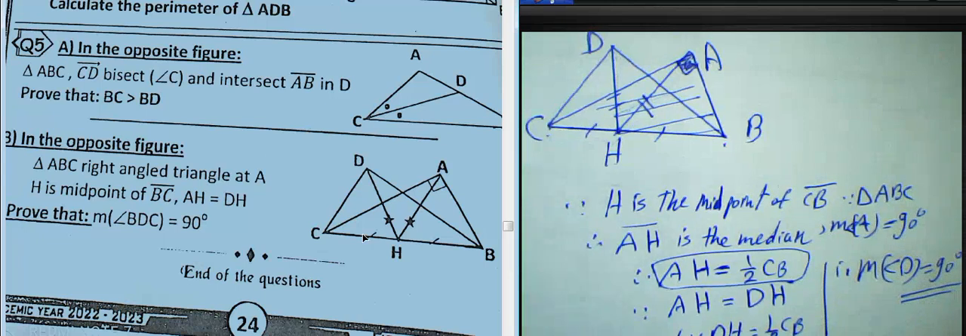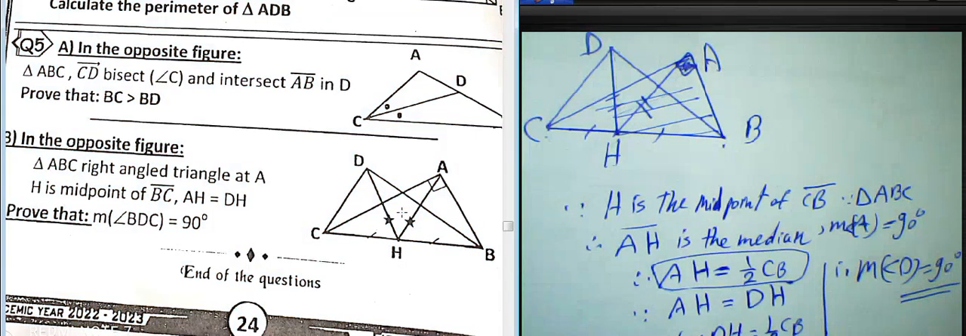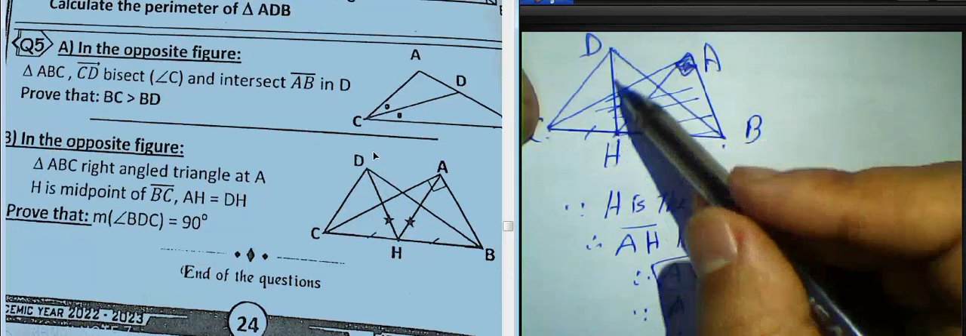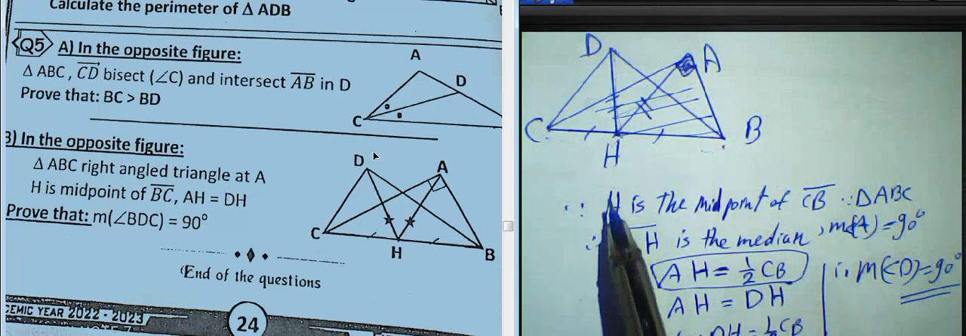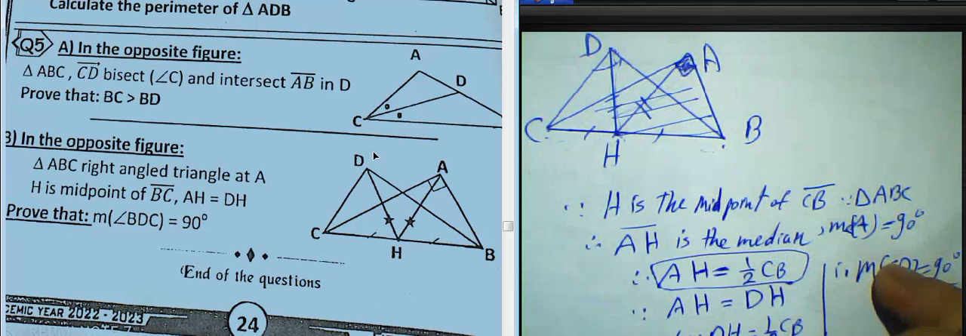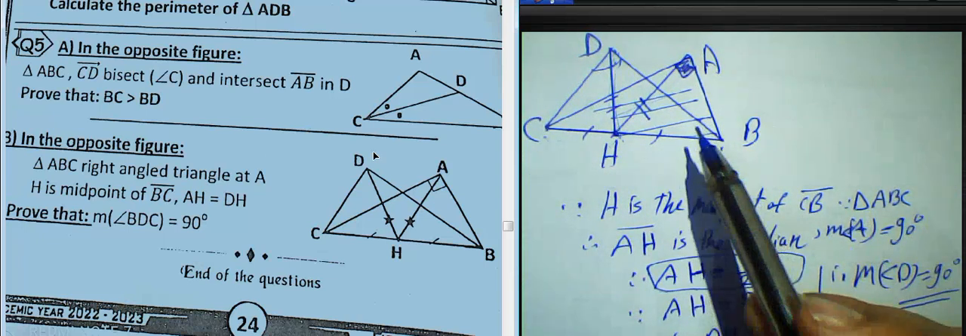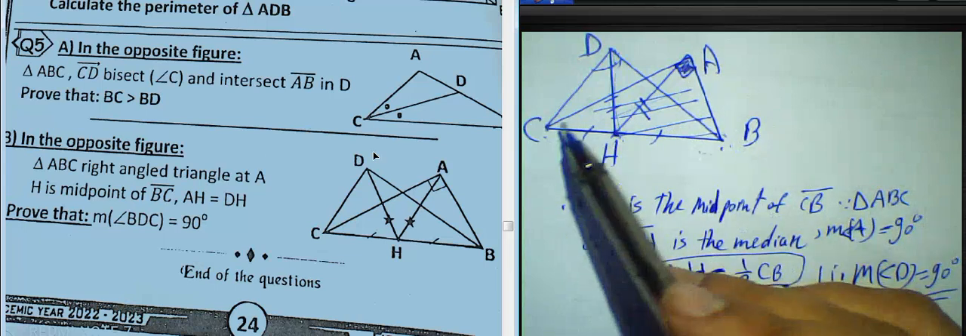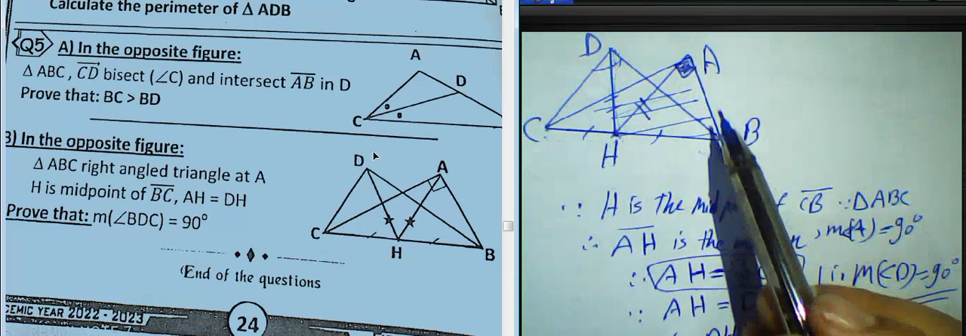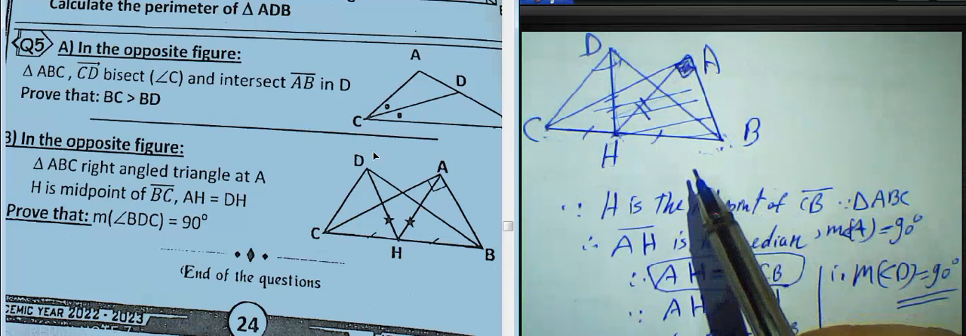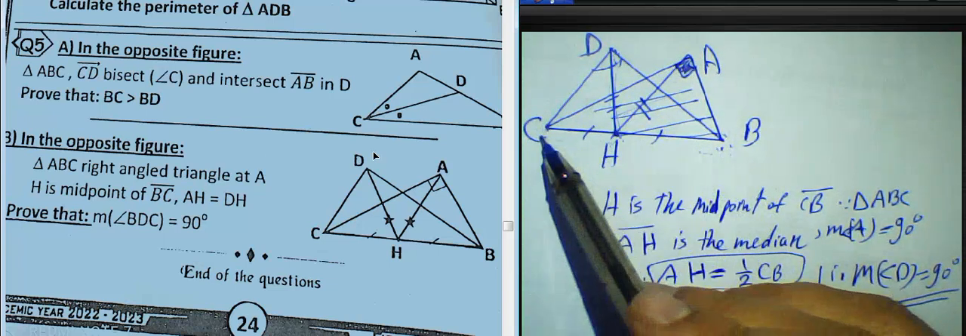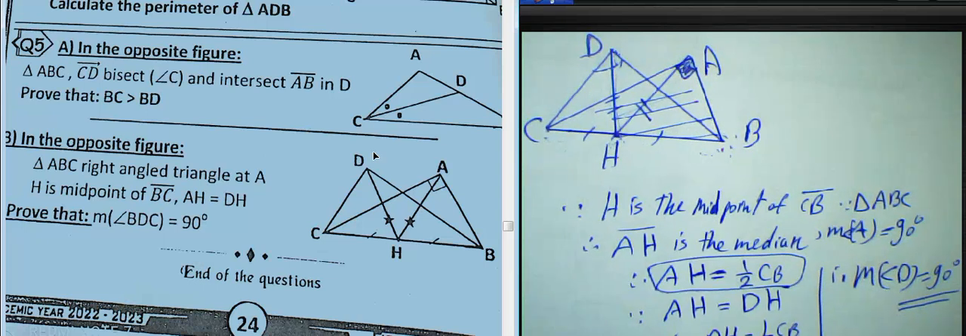Okay, again, how do we solve this example? We solve it by proving that DH is half of CB. If DH is half of CB, then the measure of angle D equals 90 degrees. I prove that by using the properties of the right angle triangle. ABC is a right angle triangle at A, and H is the midpoint of CB, then AH equals half of CB, and he gives us DH equals AH, then DH will be half of CB in triangle CDB, then the measure of angle D equals 90 degrees.